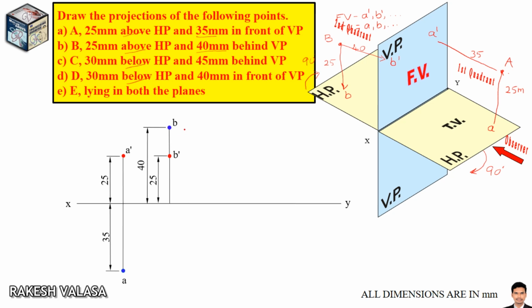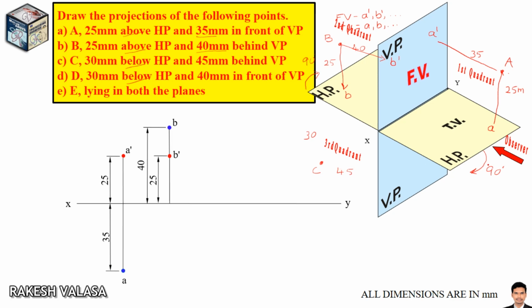Next, move to the point C. 30 mm below HP, 45 mm behind VP. So this is the third quadrant. Below means you can take the point here. This is C. 30 mm below the HP and 45 mm behind VP.